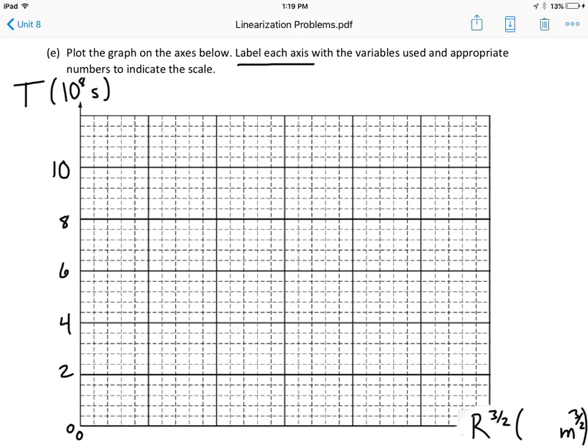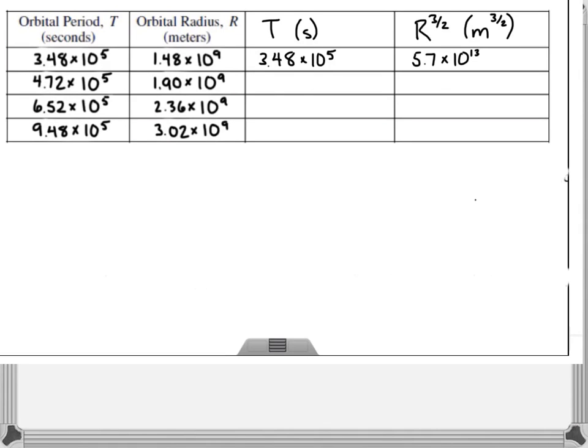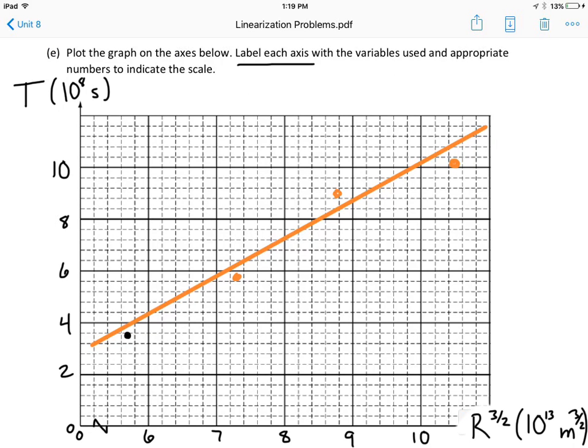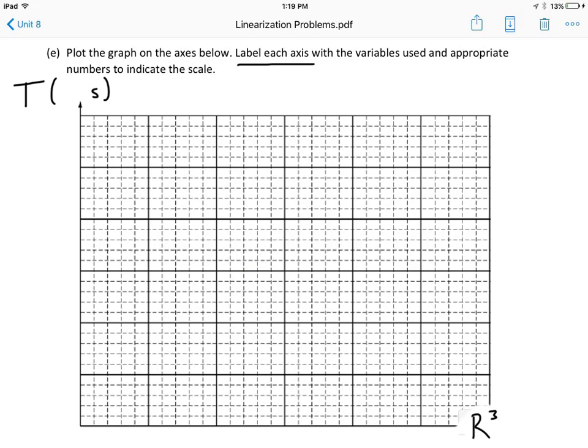I'm going to do the same thing along the x-axis here. But I notice that along the x-axis I am beginning at a number that is about 5.7 times 10 to the 13. Now this causes a bit of a problem for me. Whoa, oops, I skipped to the end. Oh no. All right, let's go back to where we were.